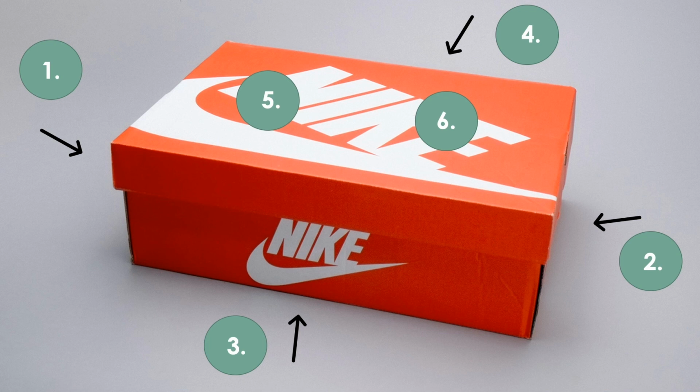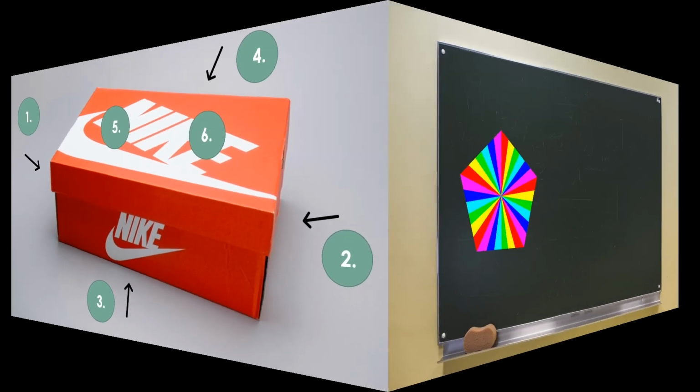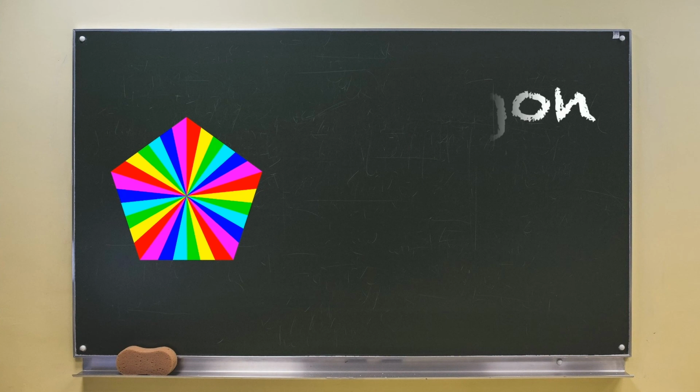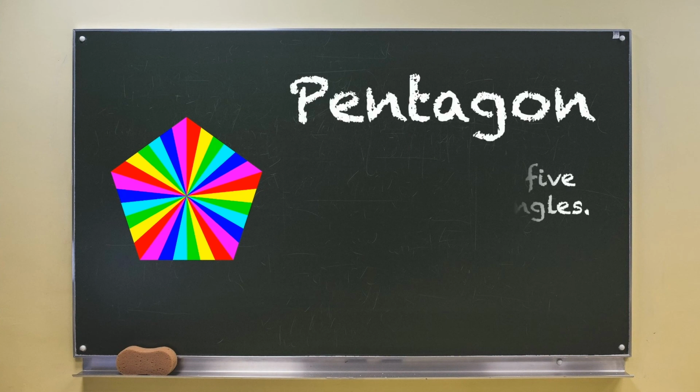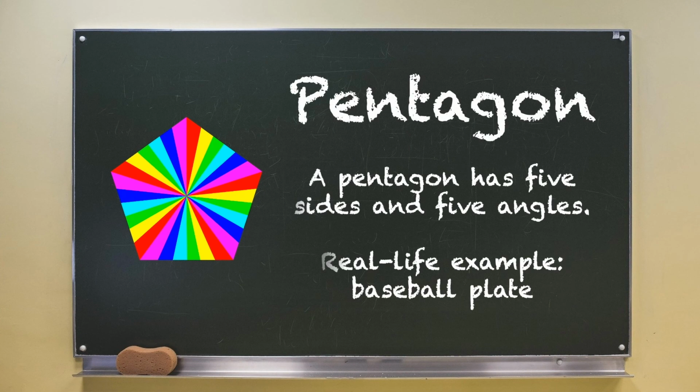So we're nearing the end of our lesson, but before we do, I want to introduce you to 2 more shapes. The first shape I want you to meet is the pentagon. A pentagon is a shape that has 5 sides and 5 angles. An example of something in real life shaped like a pentagon is a baseball plate.